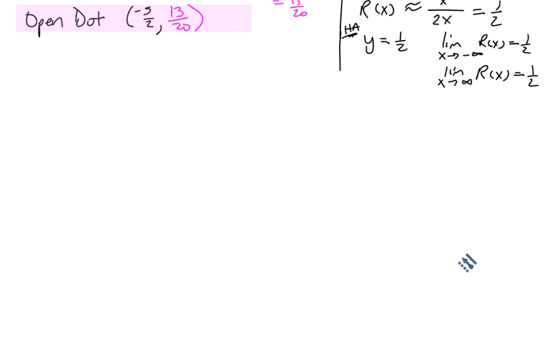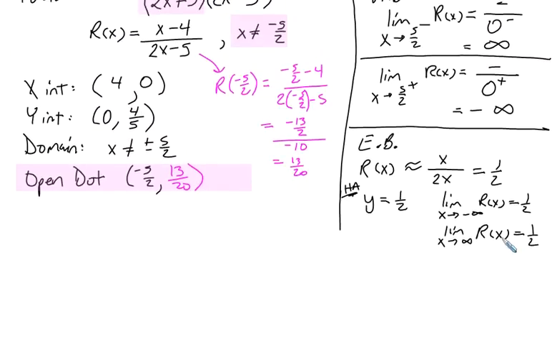Oh, there's one thing that we haven't yet done. Let's back up for just a second. When we do the end behavior, we also want to look to see if it crosses the horizontal asymptote. Well, if that's the case, we would have that y value of 1/2 has to equal our simplified function of x minus 4 all over 2x minus 5.